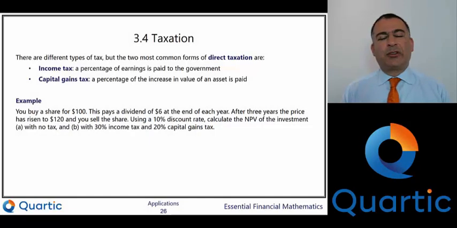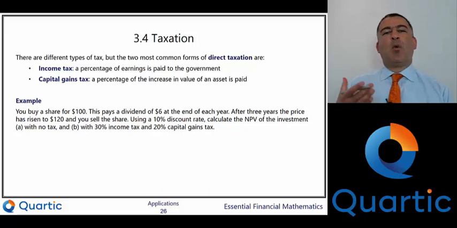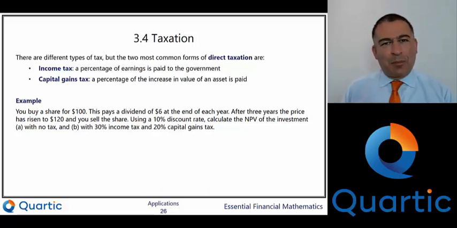Let's conclude this section with a description of tax and how that can be affected by discounting. Now, we're not going into economic policy or fiscal policy here. We are saying that we're taxing an individual based on their income and their capital gains. So income tax, whatever you earn, you'll be paying a certain percentage over to the government.